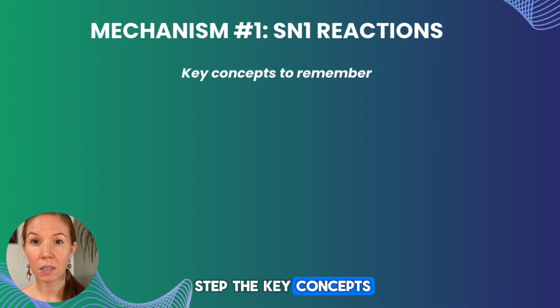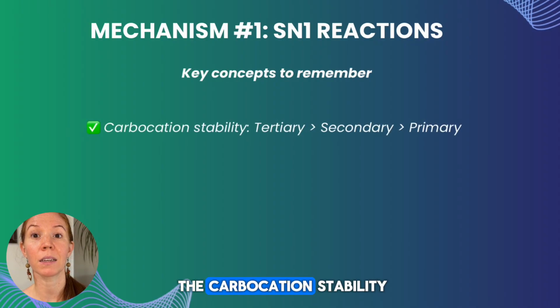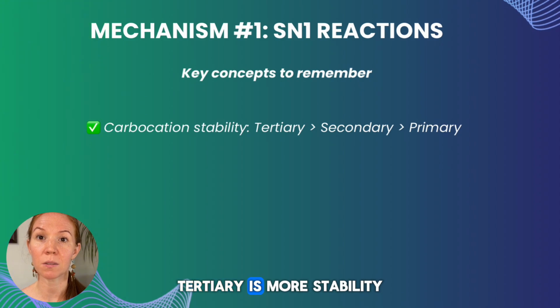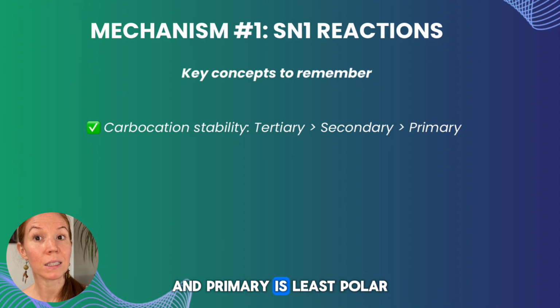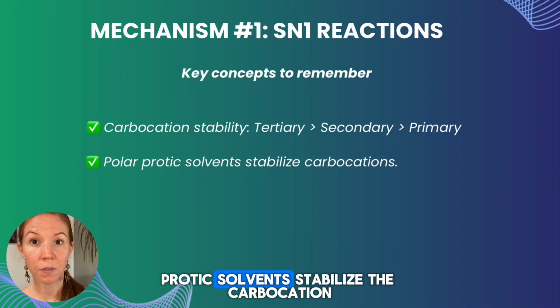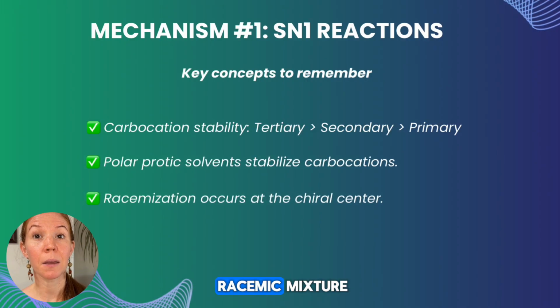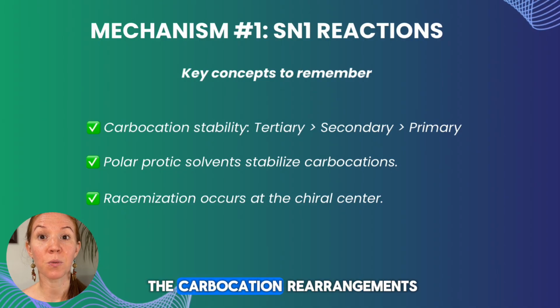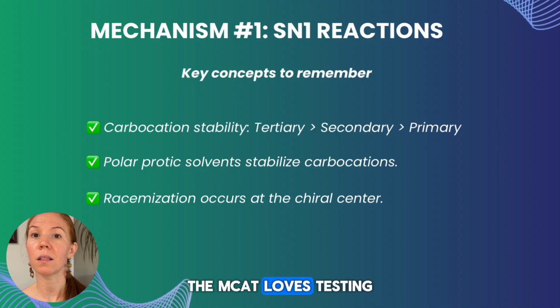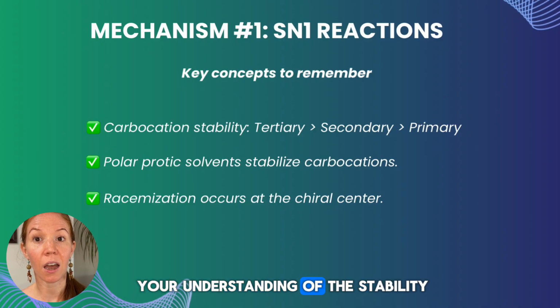The key concepts to remember are: first, it is based on carbocation stability. Tertiary is more stable and favored compared to secondary, and primary is least. Polar protic solvents stabilize the carbocations, and it forms a racemic mixture. Always pay attention to carbocation rearrangement. The MCAT loves testing your understanding of the stability.